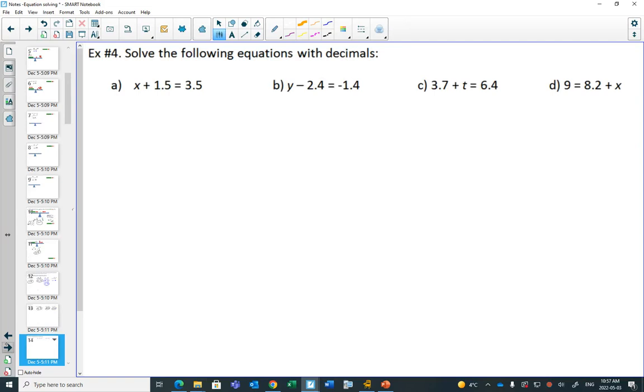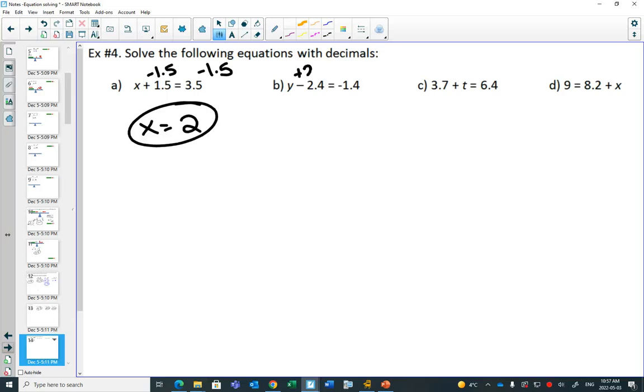What happens when they're decimals? Exactly the same thing, except you might have to use a calculator. Once it gets to decimals, you might want to show the minus 1.5 on both sides. You might plug it into your calculator and have 3.5 minus 1.5. Some of you could do that in your head. That's fine. x is equal to 2.